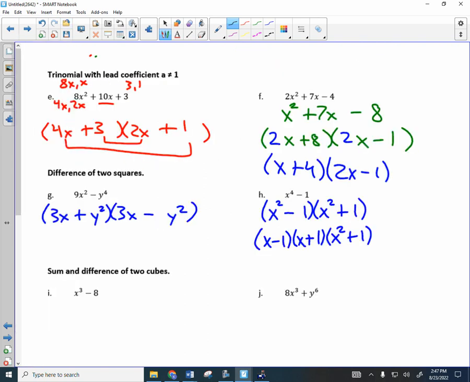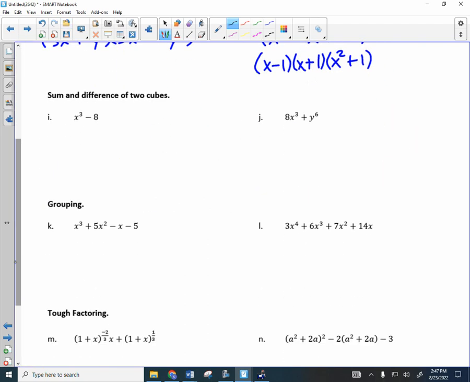Okay, let's try. We got 2 more pieces here. Okay, sum and difference of cubes. All right. See if you remember this formula. We got a formula for you. I'm going to put it on the board, but my board space is over there. Where's my little eraser?